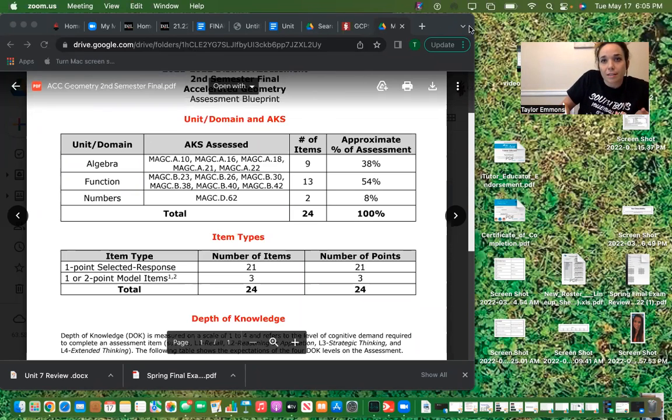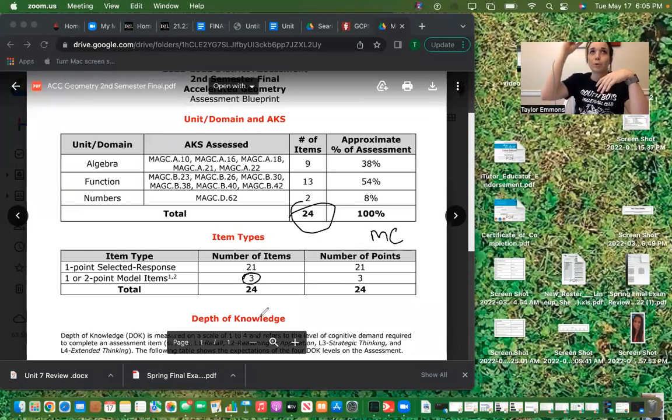This blueprint right here is telling me how many questions are going to be on your final exam, and what type of question. Now I can't post this per se, can't have this up there forever. And it will change from year to year. So if you go back to this a year from now, it'll be a little different. But there will be 24 questions on your final exam. They will be multiple choice. And then there's going to be a couple that are multi-select, or put them in order type deal. It'll be like a drop down.